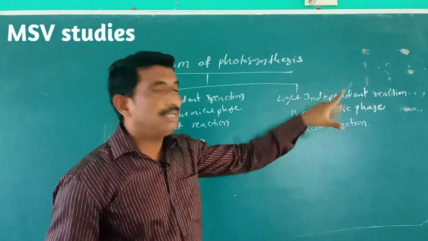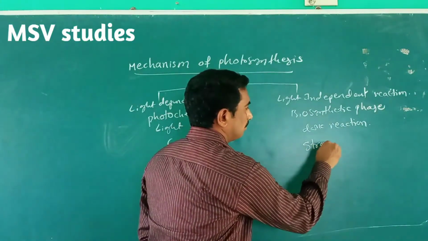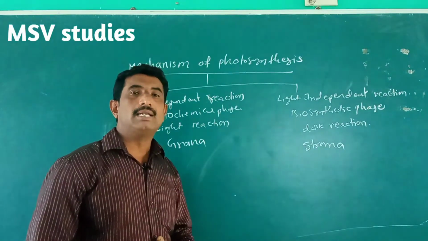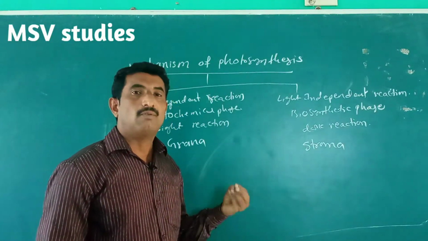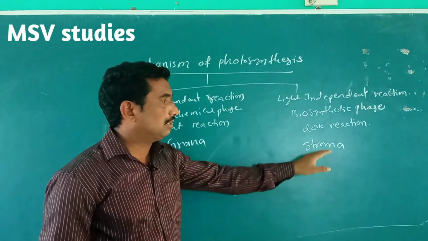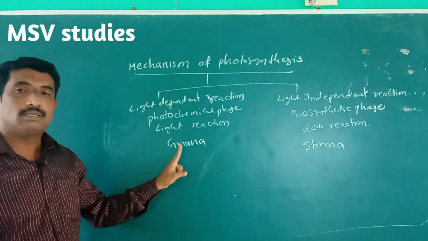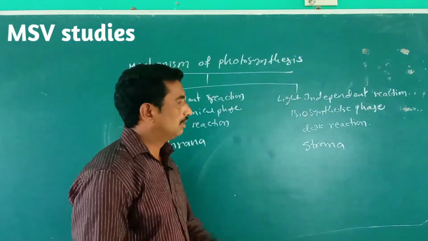Now the light independent reaction occurs in the stroma of the chloroplast. Stroma means the inner fluid portion of the chloroplast. Right. The light dependent reaction occurs in grana. The light independent reaction occurs in stroma.